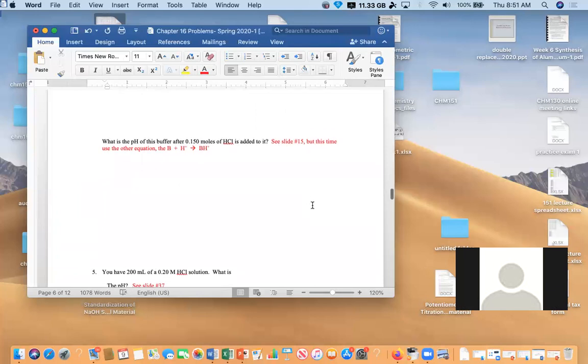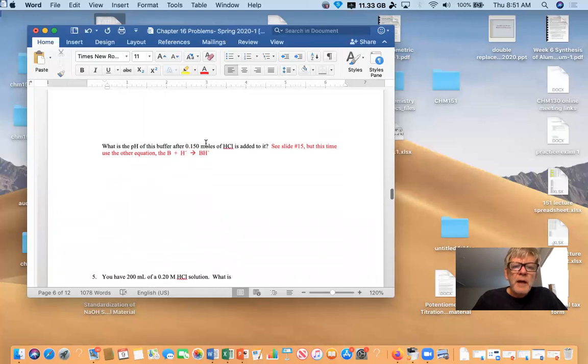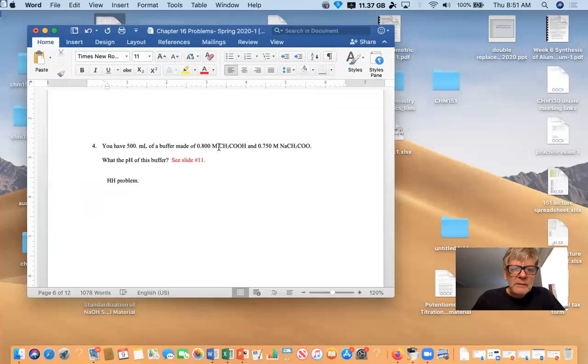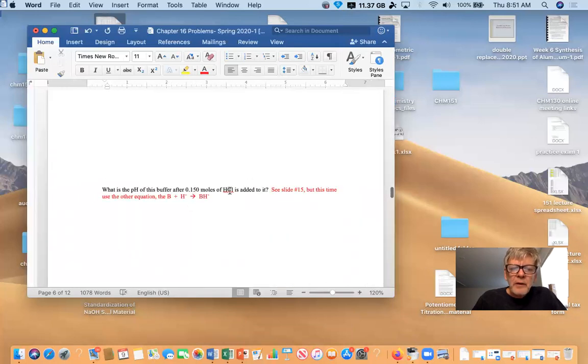Okay. And after 1.5. So this time we're taking the same buffer, and now instead of adding a strong base to it, we're going to add a strong acid to it. So basically, we use the other buffer reaction. The strong acid that we've added is going to react with the base part of our buffer to form the conjugate acid part of our buffer.